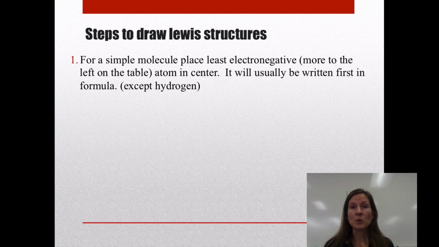That's because those are the ones most willing to share because they're not holding on to their electrons, or they're not drawing all the electrons towards themselves. They kind of have this push-pull situation where they're more willing to share electrons with other things. Only exception to this rule is never put hydrogen in the center. Hydrogen can't share very well, so we don't put it there. So number one, when you're drawing a Lewis dot structure, is to put the least electronegative one in the center.